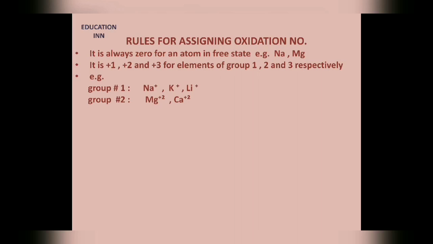Group number 2 elements have 2 electrons in their valence shell, so they can lose 2 electrons. When they lose 2 electrons, their oxidation state is always +2. For example, magnesium +2, calcium +2.